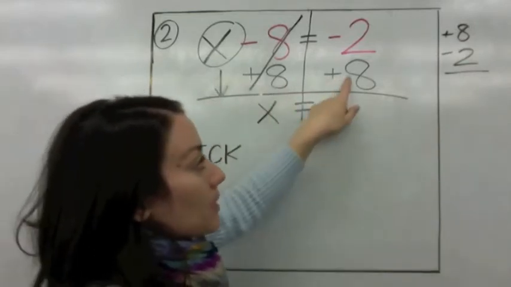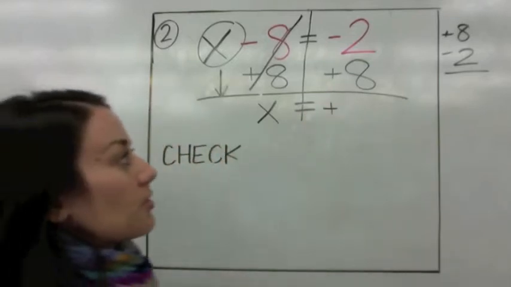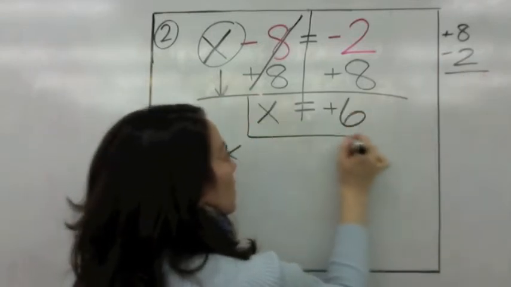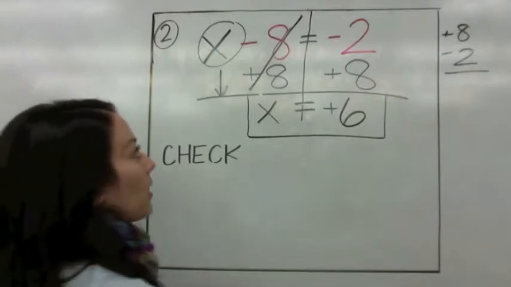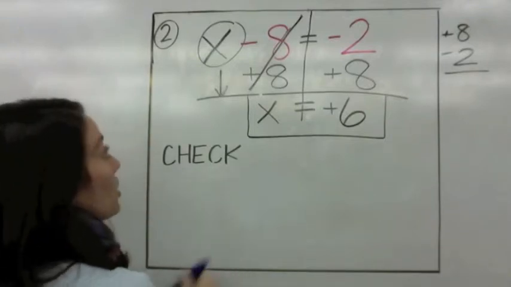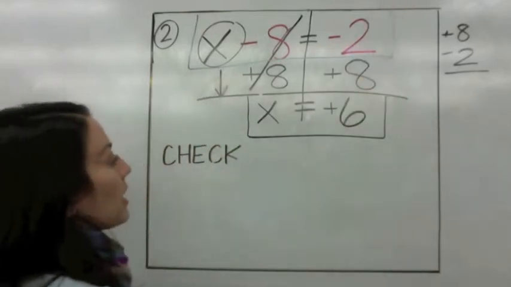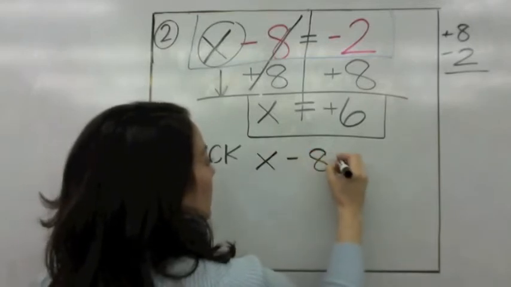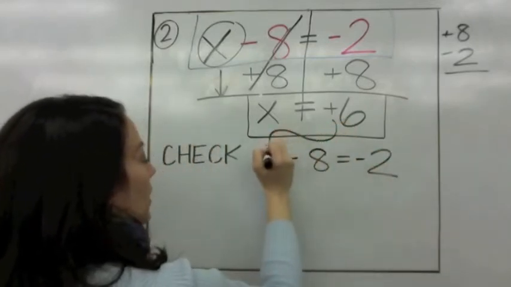Now, the bigger number is 8. It is positive, right? What is 8 take away 2? Say 8, 7, 6. So the answer is positive 6. All right? So now we're going to check our answer. What's the original equation? Remember, it's x minus 8 equals negative 2. So we say x minus 8 equals negative 2. Now we're going to go ahead and put this positive 6 right here.